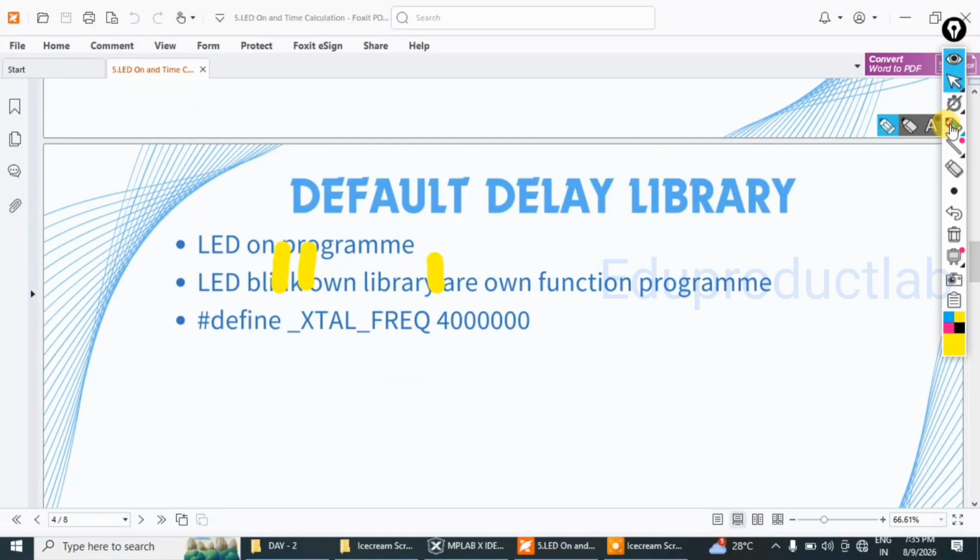In the delay library, LED on program, and LED blink program, we define _XTAL_FREQ as 4 MHz. You can use 20 MHz, meaning you mention 20 MHz here, otherwise your LED blink time calculation will differ. I hope you now clearly understand the concepts of PIC16F877A time calculation.